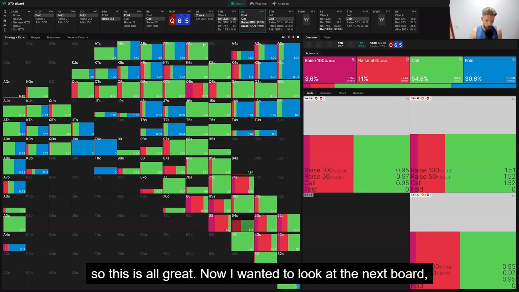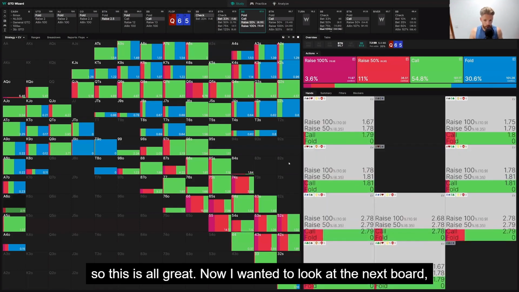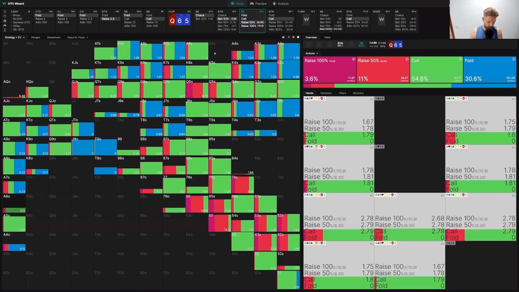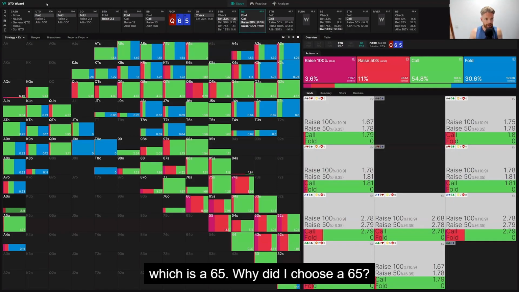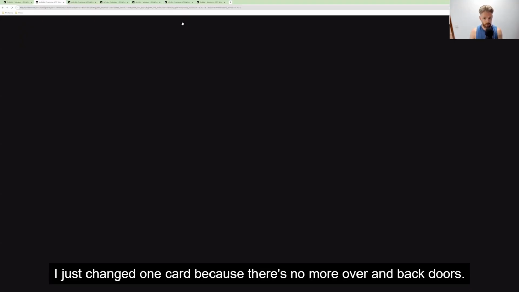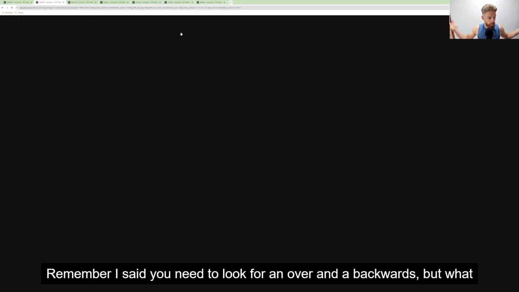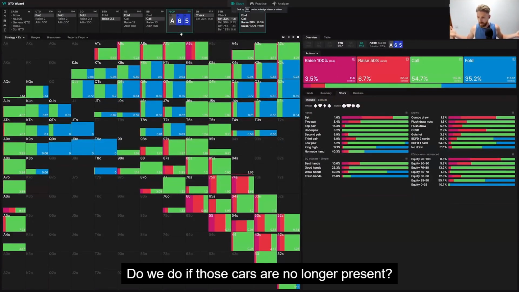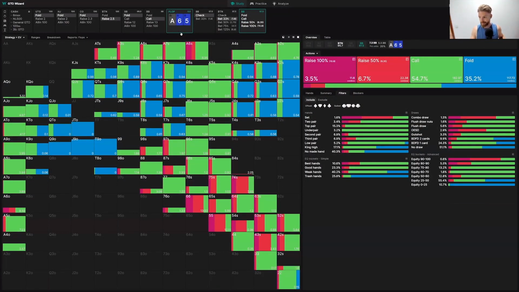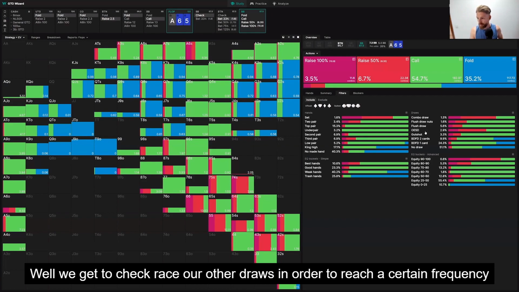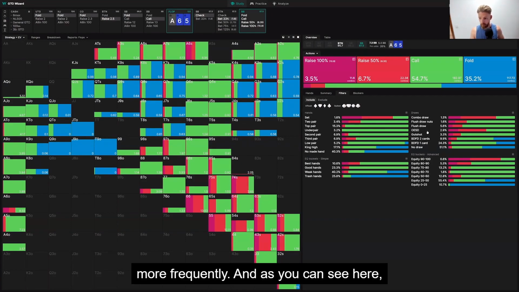All right, so this is all great. Now I wanted to look at the next board, which is A6-5. Why did I choose A6-5? I just changed one card because there's no more over and backdoors. Remember, I said you need to look for an over and a backdoor. But what do we do if those cards are no longer present? Well, we get to check raise our other draws more frequently in order to reach a certain frequency.